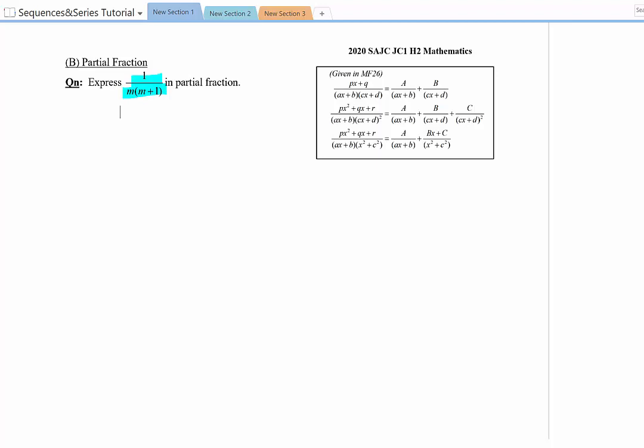Secondly, what do we notice about the denominator? Well, it is made up of two non-repeated linear factors, namely m and m plus 1. For those who might have forgotten partial fraction, you can actually refer to MF26, and in this case, the most relevant equation would be the first one, where we do see that the denominator is also made up of two non-repeated linear factors. So we have one here and one here.